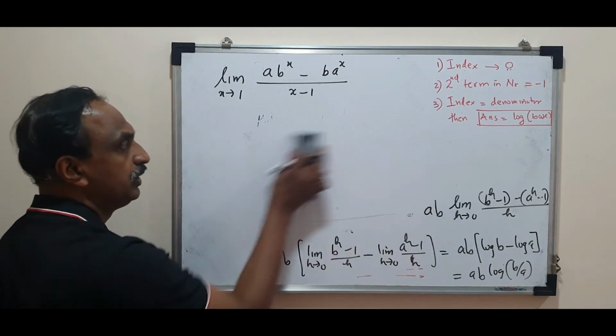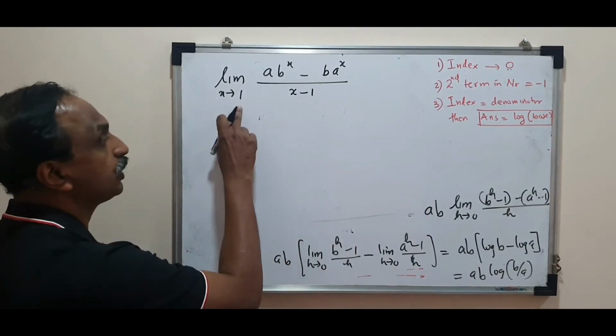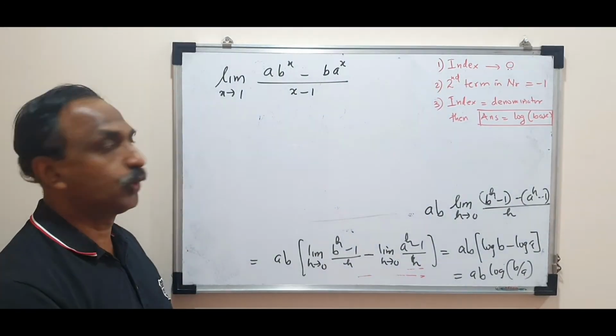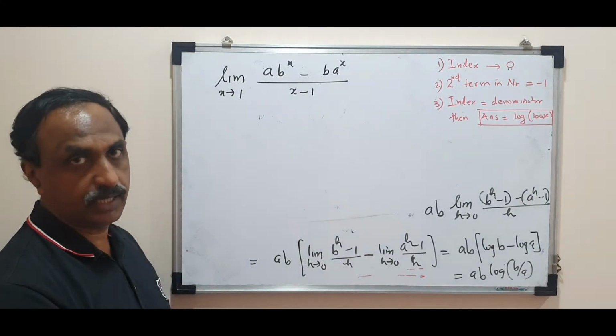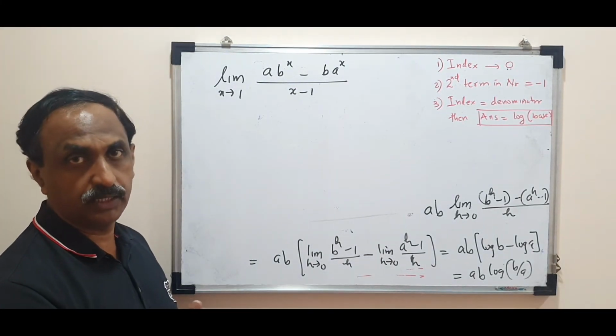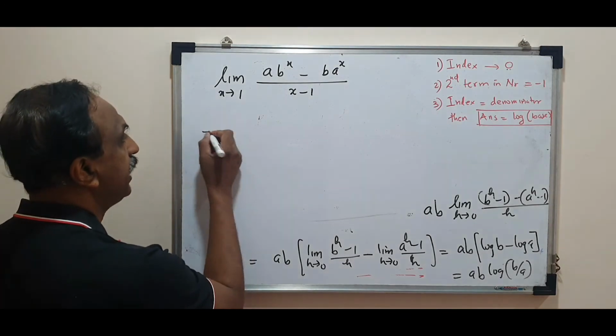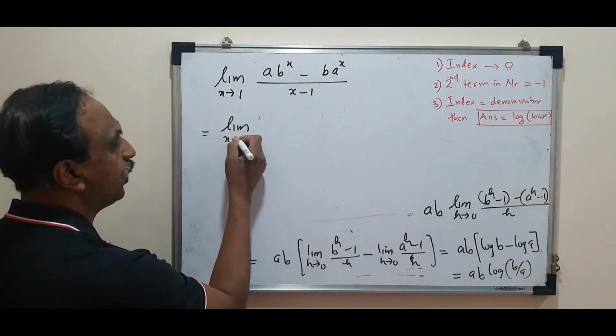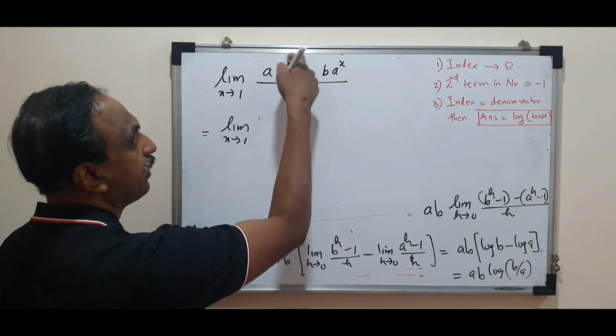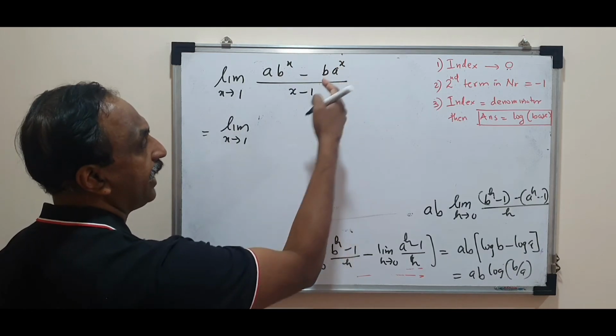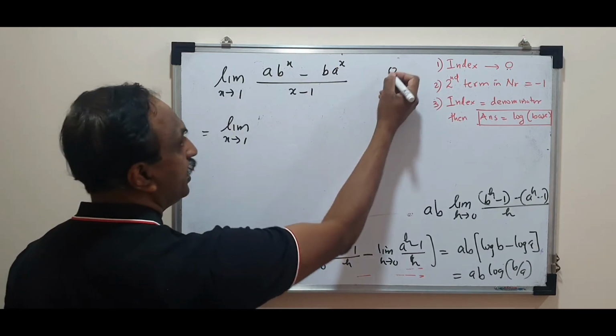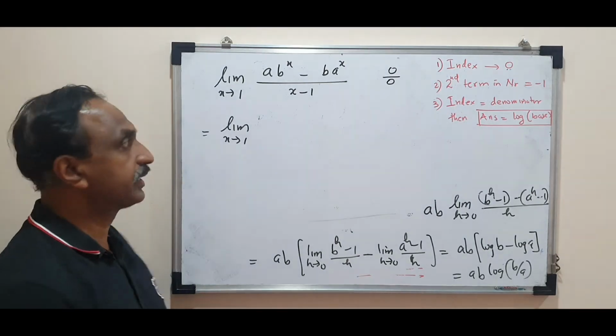I just showed you how to apply the problem when x is not tending to 0. But if I'm doing this in the exam, I will always prefer the derivative method, L'Hopital's rule, and that would give me limit x tending to 1. You can see that this became 1 AB, this became 1 AB, AB minus AB is 0, it is 0 by 0, so the derivative method can be applied.